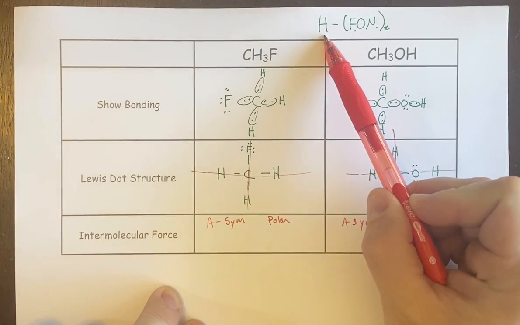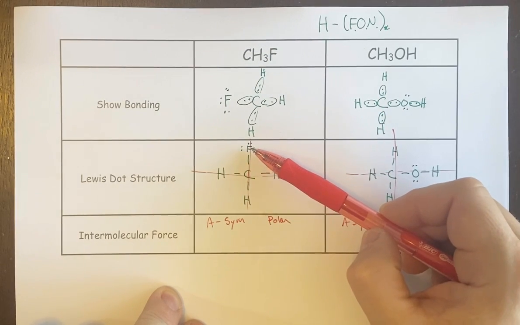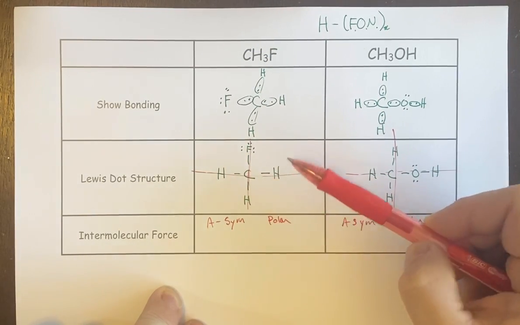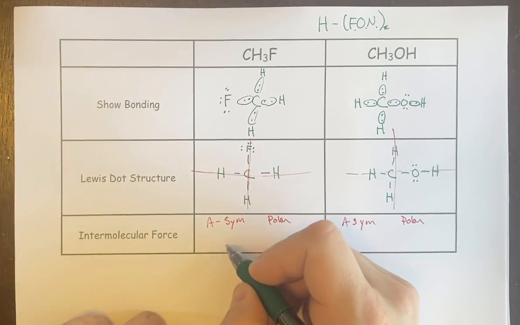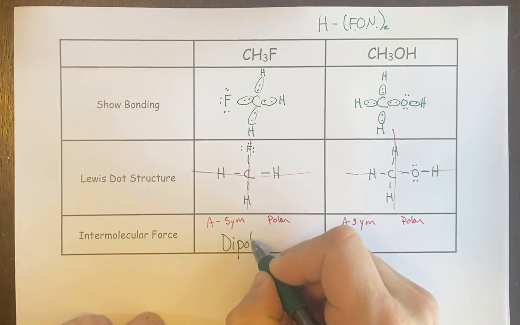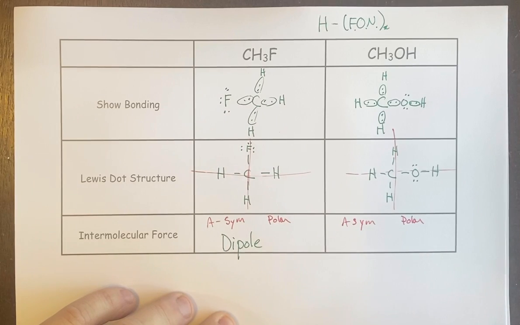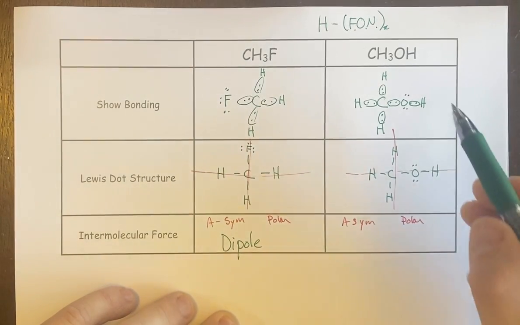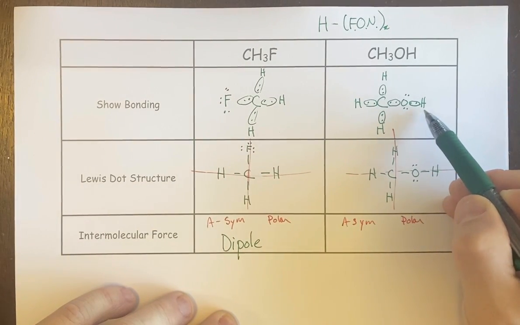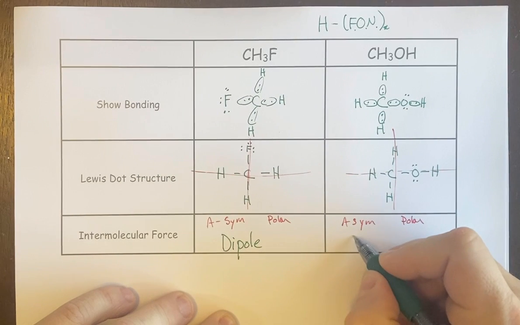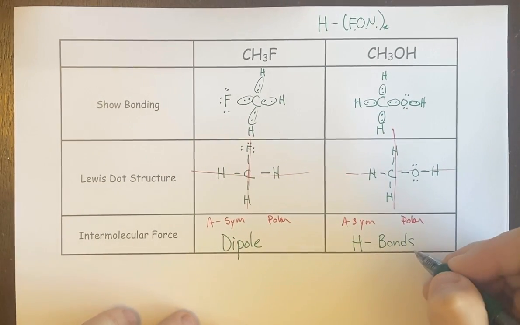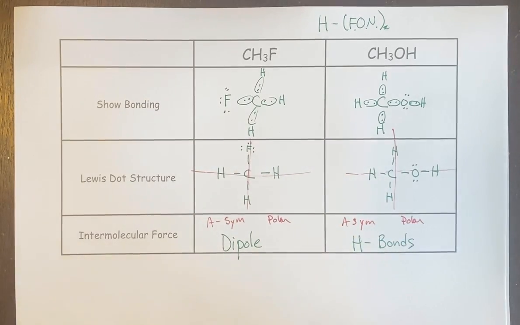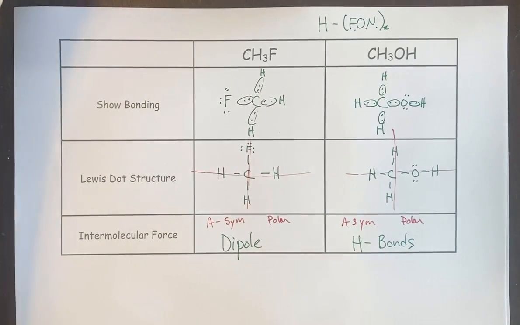In order to have a hydrogen bond, you have to have F, O, or N bonded directly to the H. Since the F is not directly bonded to the H, this one is going to have dipole forces, and this one has the F, O, or N bonded directly to the H right here. So this is hydrogen bonds. Now, another common mistake.